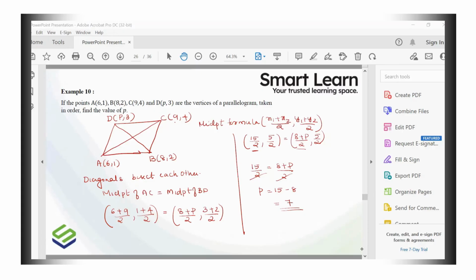Then 7.2, this all we are doing the same, children.